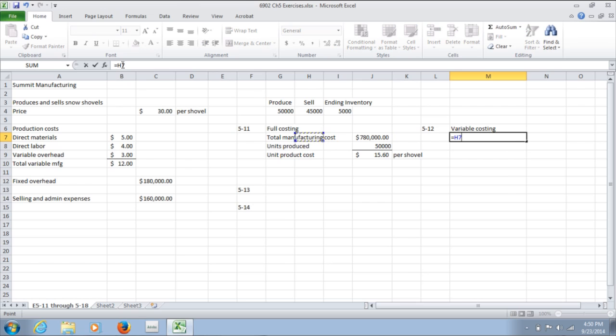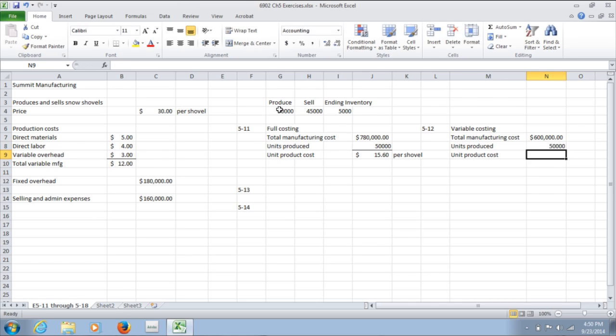Now, under variable costing, we could go through the symmetrical exercise of taking the $5, $4, and $3, multiplying that by the 50,000 units. The units produced are 50,000 as well, so when we copy this formula over here, we see, hopefully not surprisingly, that we have $12 per shovel as the unit product cost.